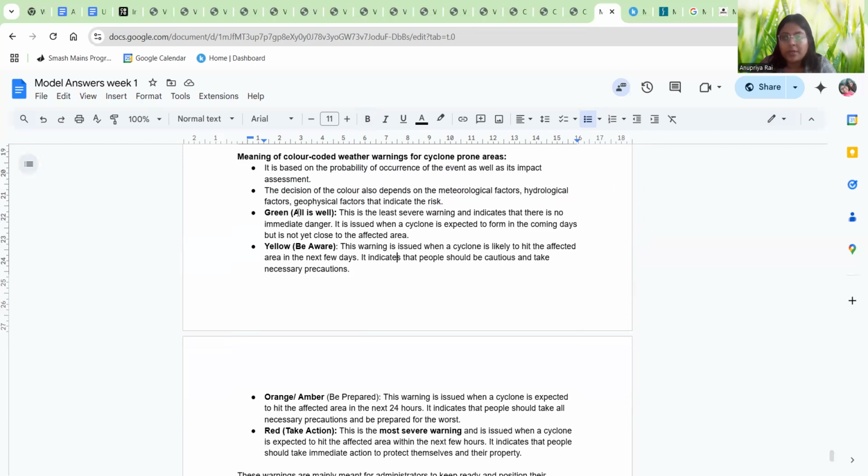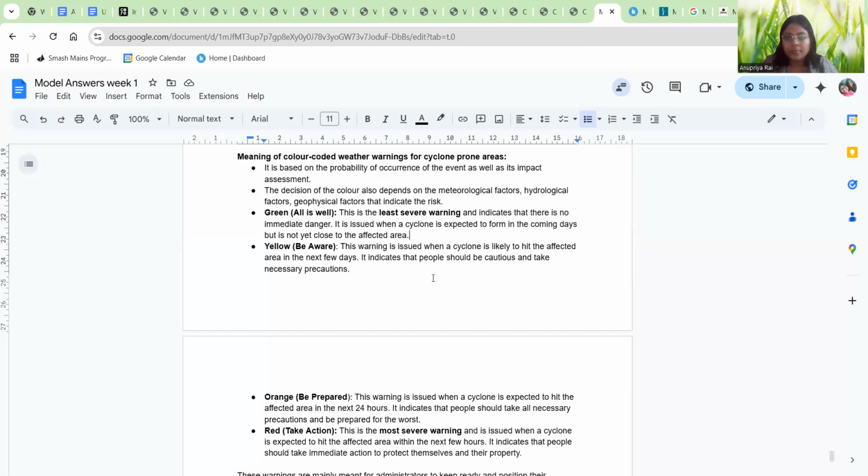Okay, so what are the major color codes? It is green, yellow, orange, and red. Okay, so what will be green? Like all is well, everything is safe, you're okay. That's the basic thing that we can deduce. It's the least severe warning, and it indicates that there is no immediate danger. A cyclone is expected to form in the coming days, but it has not yet come to the affected area.